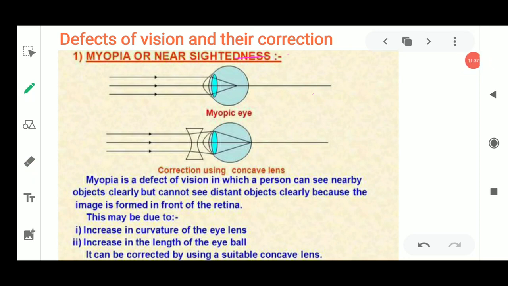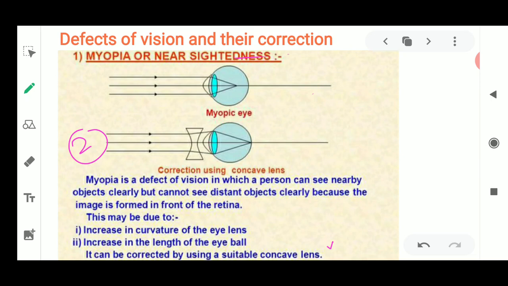Fine. So now how is it going to be corrected? It is corrected by using a suitable concave lens. Here, what kind of lens do you need to use? It is the concave lens which is responsible for focusing the light rays properly in the eye, so that the image forms on the retina. And as you can see here in the second diagram, this is the diagram for correction of the defect of your eyes, that is myopia.